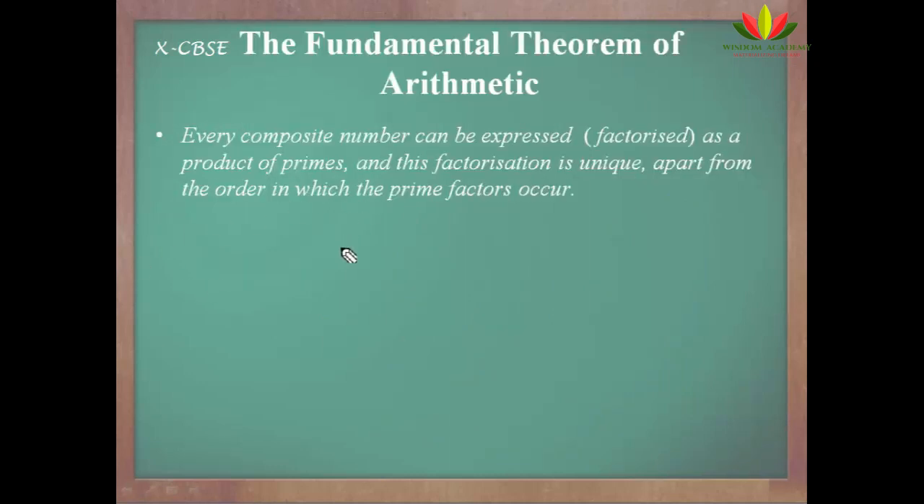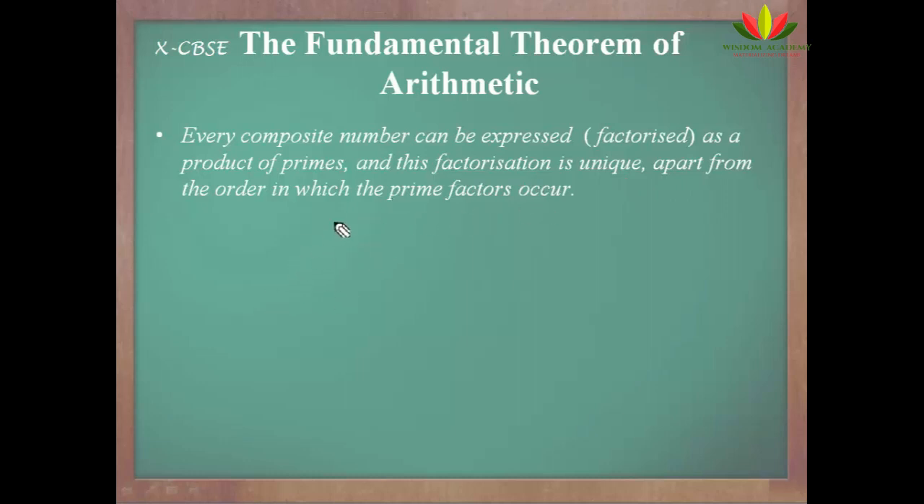Okay. So the next very important theorem is the fundamental theorem of arithmetic. What the fundamental theorem of arithmetic says is every composite number can be expressed in the form of a product of primes, and this factorization is unique apart from the order in which the prime factors occur.